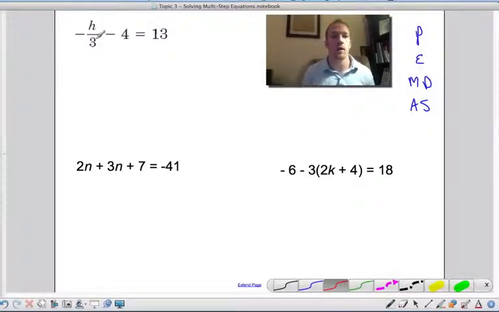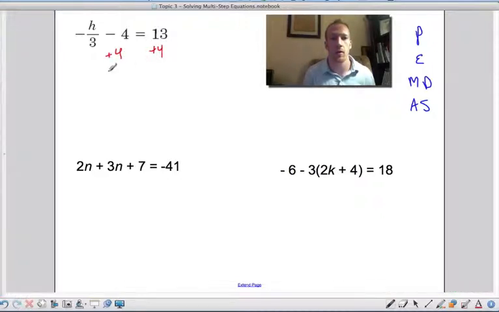So here, I don't multiply by 3 first, because if I did that, I'd have to multiply both these things by 3, and usually people forget to do that. So I'm going to add 4. Alright, and that makes it simpler. So I have negative h over 3 equals 13 over 4 is 17.